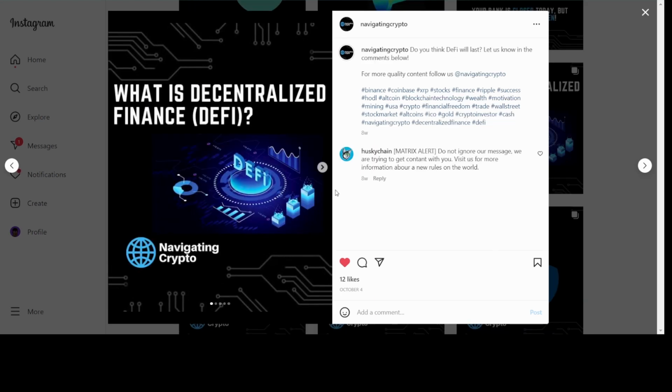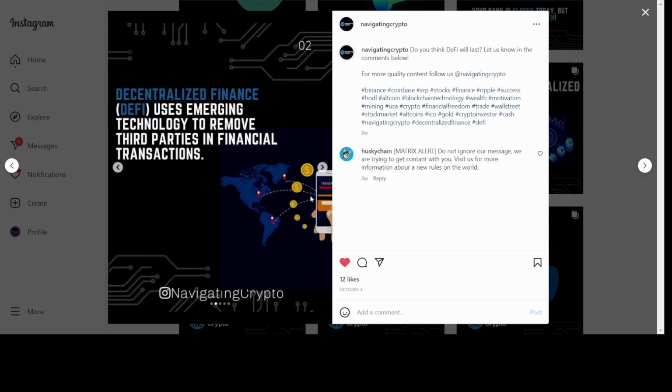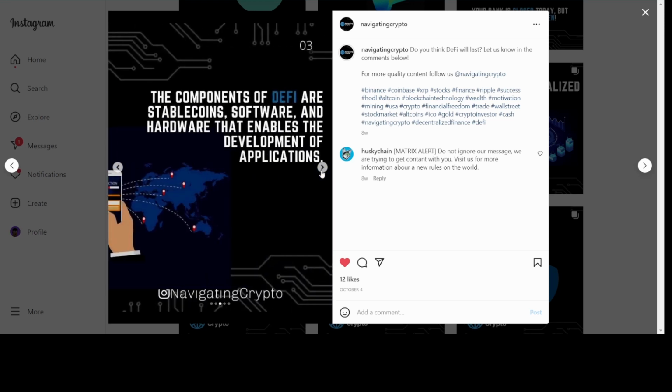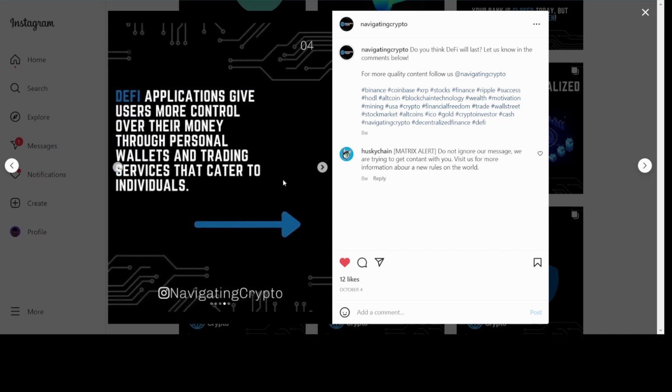So now this goes into decentralized finance, or DeFi. And DeFi uses emerging technology to remove third parties in financial transactions. And the components of DeFi are stablecoins, software, and hardware that enables the development of applications. DeFi applications give users more control over their money through personal wallets and trading services that cater to the individual. So essentially, a lot of DeFi applications are automated market makers, so the market runs on itself without a central party controlling the whole network.